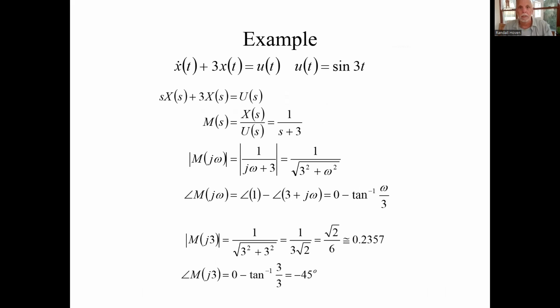So here's an example. Here's the system.